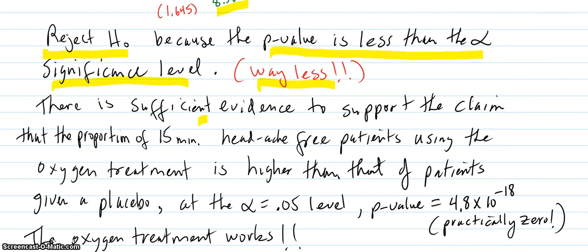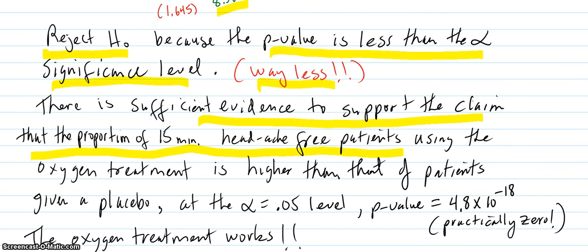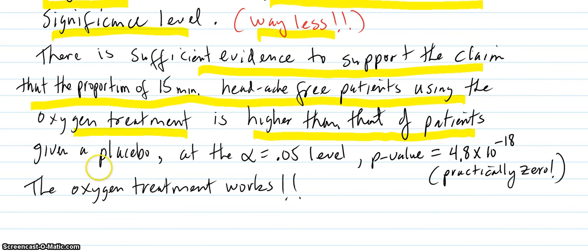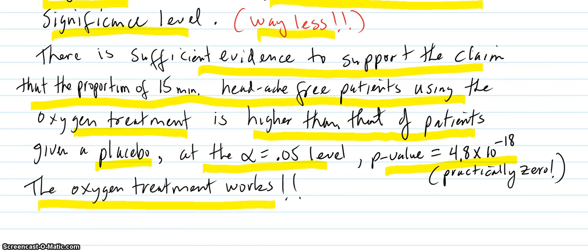There is significant evidence to support the claim that the proportion of 15-minute headache-free patients using the oxygen treatment is higher than that of patients given a placebo. And that's at the alpha 0.05 level. The p-value is practically zero. In other words, the oxygen treatment works.